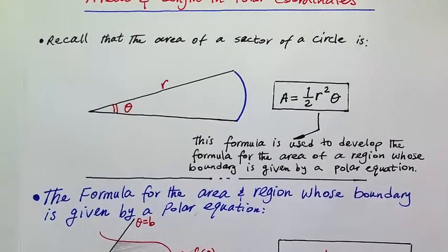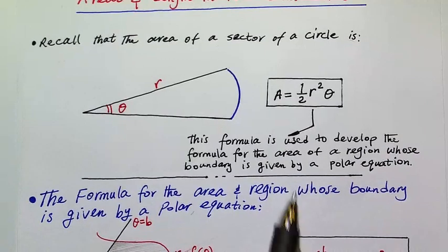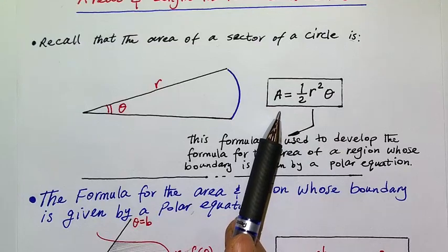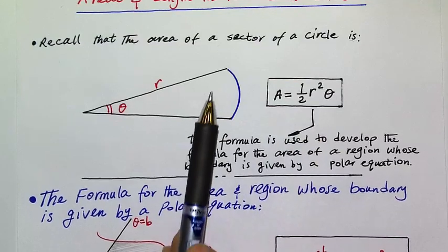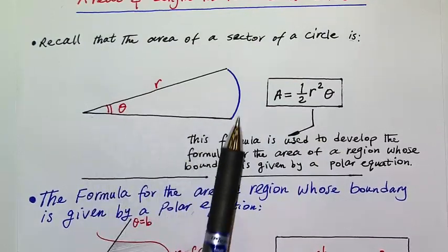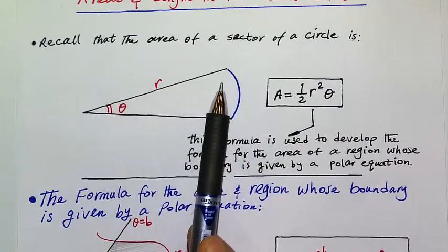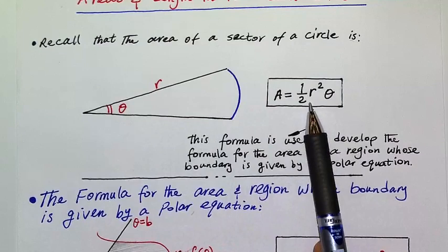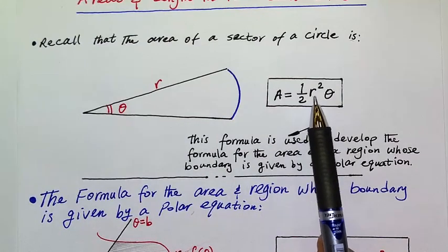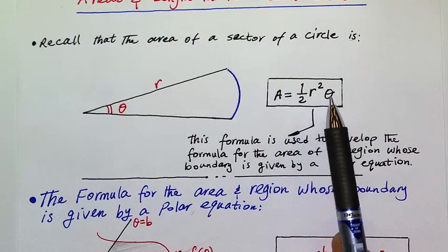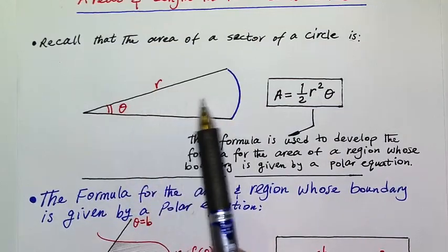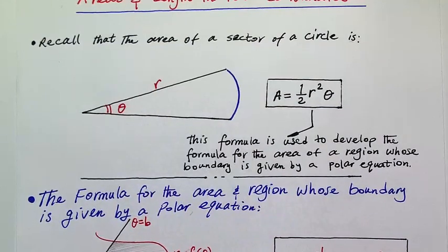We learned about this formula way back in basic or elementary geometry. It basically says that the area of a circular sector, or the area of a sector of a circle, is equal to half the length of the radius squared times the angle that the arc subtends. So this is just coming to us from elementary geometry.